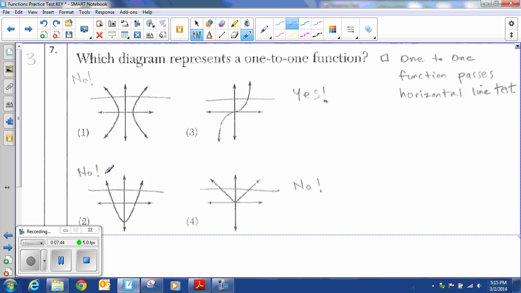Number 7, which diagram represents a one-to-one function? If you remember, the one-to-one function passes the horizontal line test, and the only one to do that is option 3.